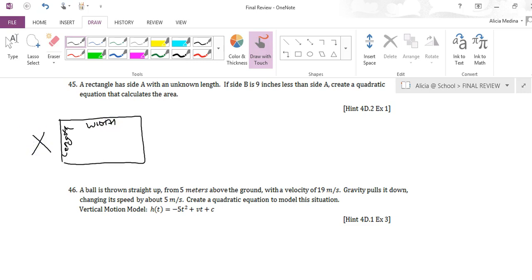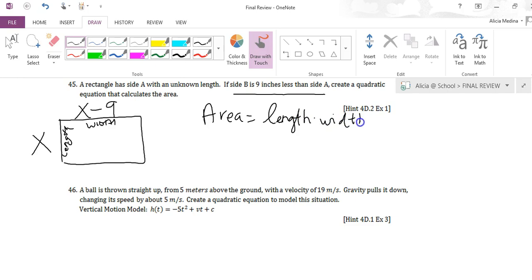And if the width is 9 inches less than that side, that means it's going to be whatever the side of the length was, which was x. I want 9 less than that. So I am going to subtract it. Remember that the area of a rectangle equals length times width. So setting up our equation would be area equals our length, which is x, times our width, which is x minus 9.